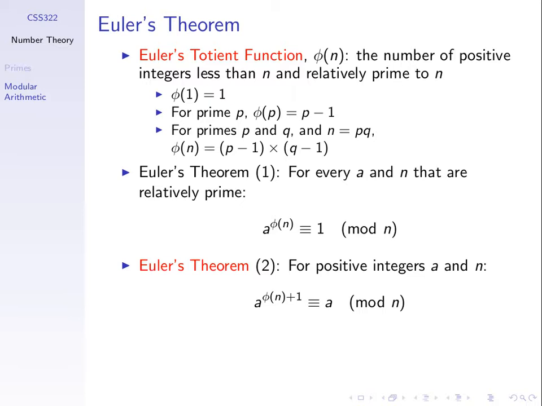If we have some number A raised to the power of the totient of n plus 1, then in mod n, it's equivalent to that number, A. Okay, that's the second form of Euler's theorem. It doesn't hold for all values of A, but for the values that we're going to deal with, if A is relatively prime to n, then it holds, and also in some other cases. When we use it later, we'll see that it holds for the values we deal with. Those are things that we're going to need when we look at public key encryption.